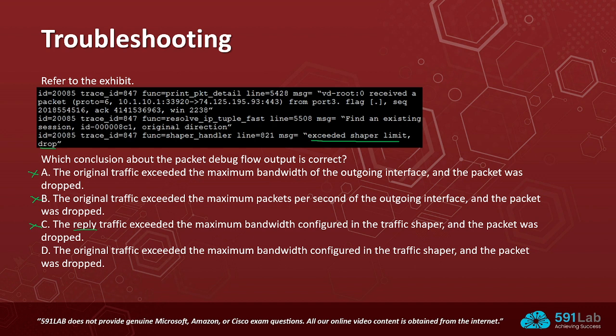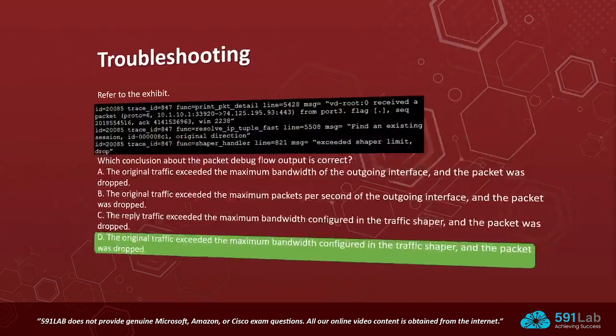The next one is: the original traffic exceeded the maximum bandwidth configured in the traffic shaper and the packet was dropped. So this one makes sense because, as you can see, the traffic shaper is mentioned there and it says that the packet was dropped. If we take a look at the message that we receive in the picture, this one says the same. So our answer is letter D.